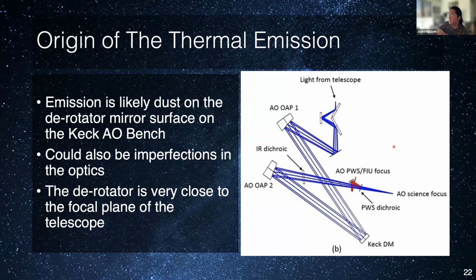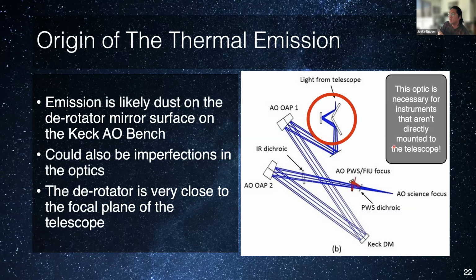So this is a diagram of the Keck II AO bench, and you can see that the de-rotator is actually really close to the first focus or the first focal point of the telescope. And what that means is that if you imagine yourself as a piece of dust emitting as a point source on the surface of this mirror, you'd be most readily imaged at the end of the focal plane.